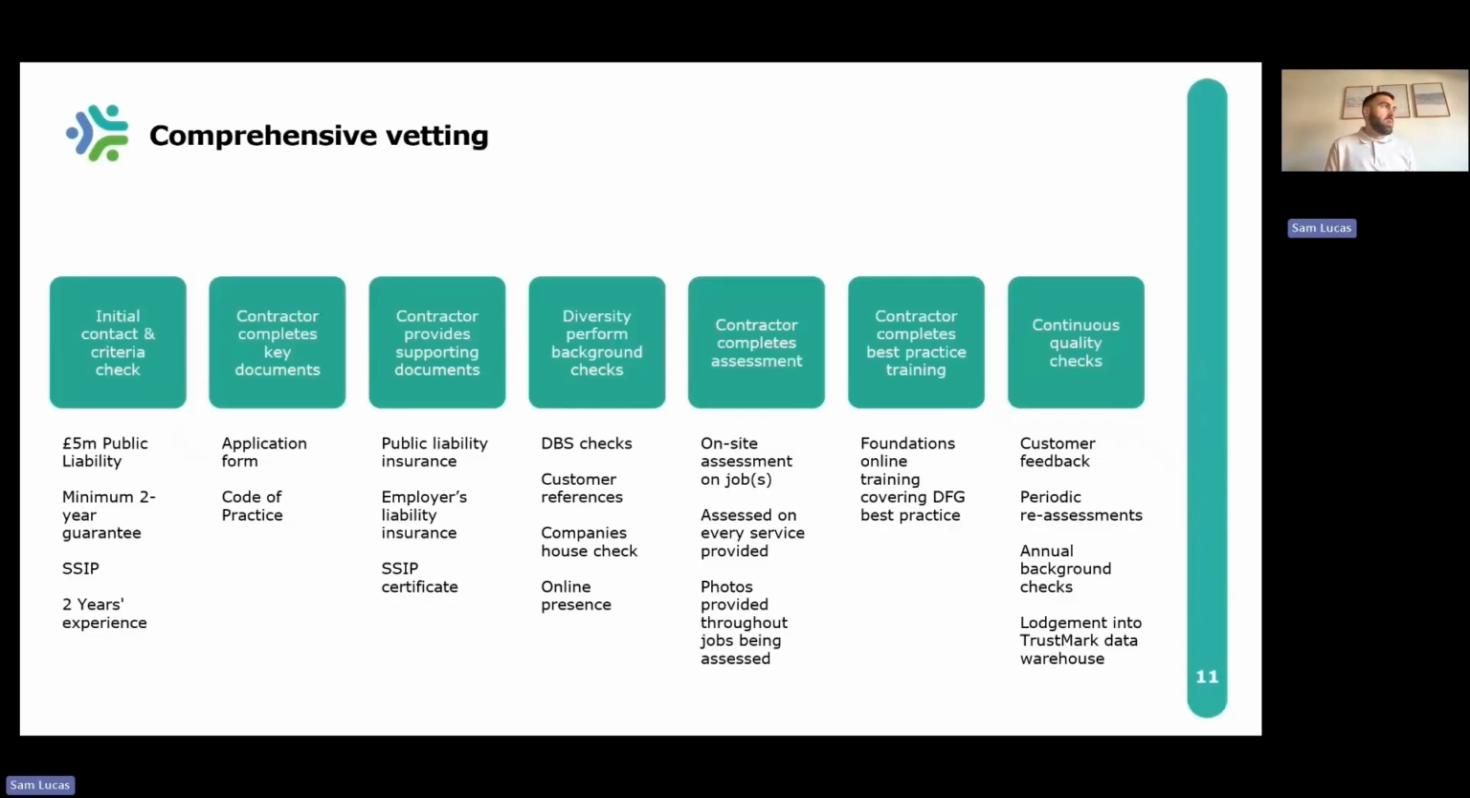And the same with online presence. Are they a member of any other accreditation schemes? How do they carry themselves on social media? Are there any flags we need to be concerned about there? Reasons why we wouldn't want them as a Home contractor? Now, the next part is really important.